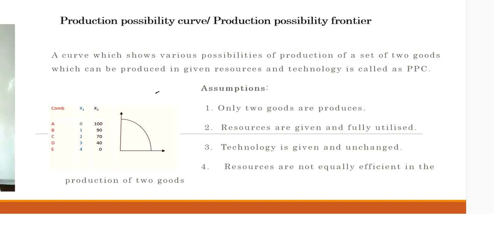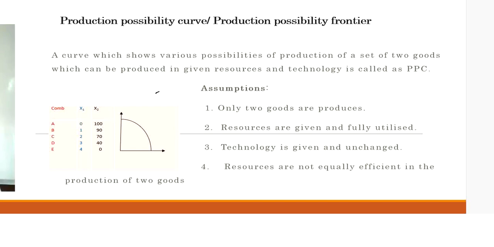Second assumption: resources are given and fully utilized. Given means your resources are limited. And they are fully utilized. If your resources are not fully utilized, in that situation this curve will not work.